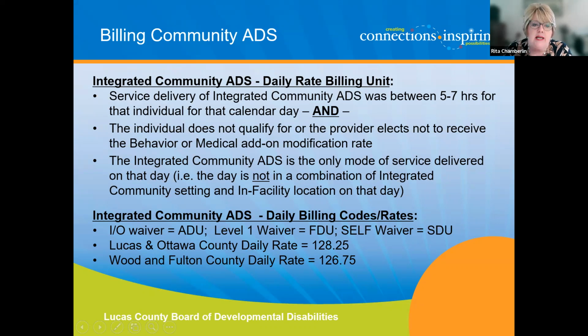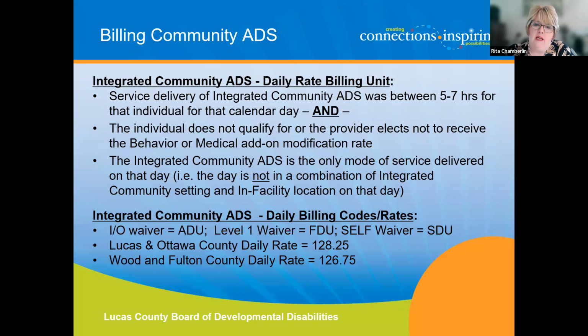Okay, so when you're billing community ADS, the integrated community ADS, you could bill it two different ways. It could be a daily billing rate unit, which is when the delivery of that integrated community ADS, the entire service for the whole day, was between 5 and 7 hours for the individual on that calendar day, and the individual does not qualify, or the provider elects not to receive, the behavioral medical add-on modification rate. The community ADS also needs to be the only mode of service delivered that day. So it's not a combination of in the facility for part of the day, then out in the community for part of the day, or community ADS for part of the day and community vocab for part of the day. It's got to be that the entire service of the day is community ADS. If all of those things meet criteria, then you can go in and bill the daily rate.